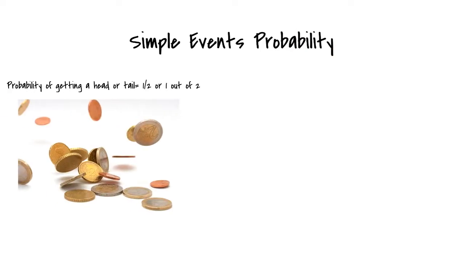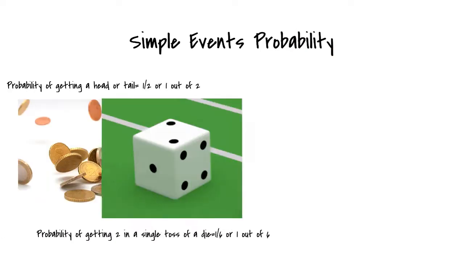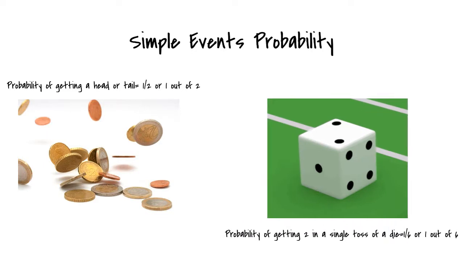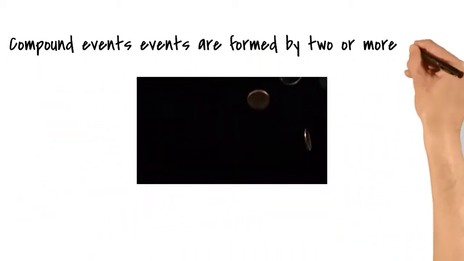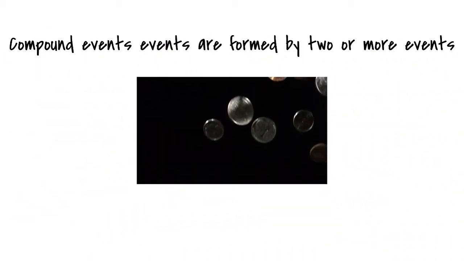For example, when flipping a coin, the probability of getting a head or a tail is 1/2 or 1 out of 2. The probability of getting a 2 in a single toss of the die is 1/6 or 1 out of 6. Compound events are formed by 2 or more events.